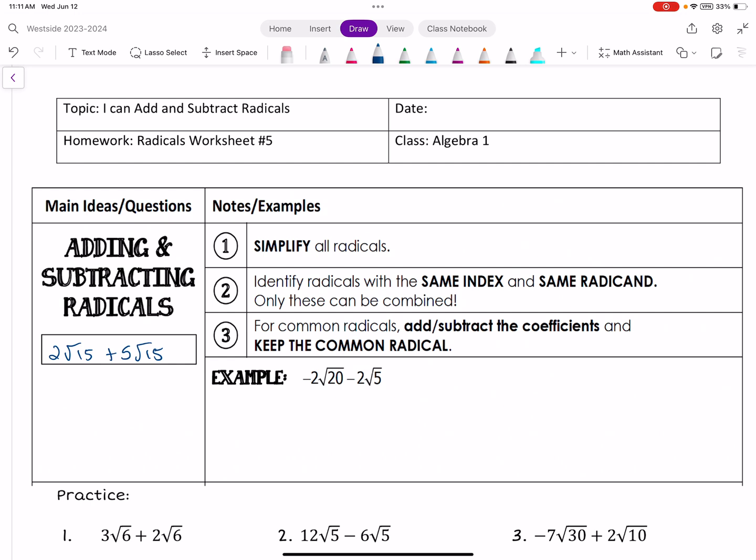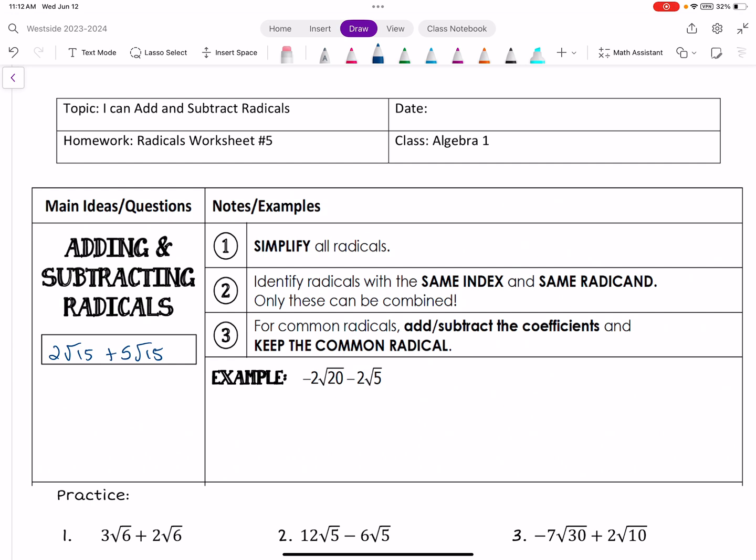Step 2, we're going to go ahead and identify the radicals that have the same index and the same radicand. Only these can be combined. So square roots can only go with square roots, and they have to have the same number under the radical. For common radicals, add or subtract the coefficients and keep the common radical.